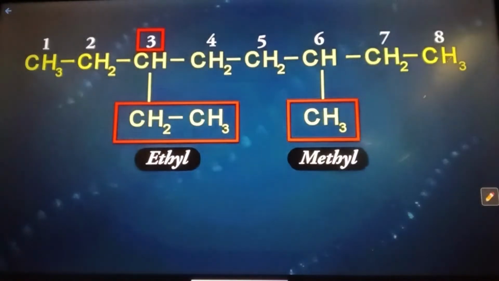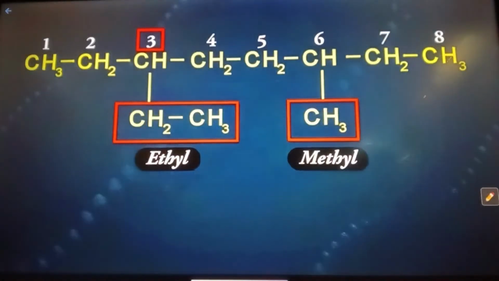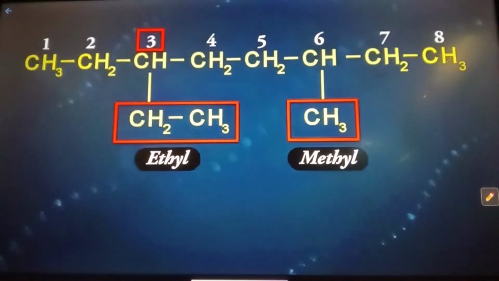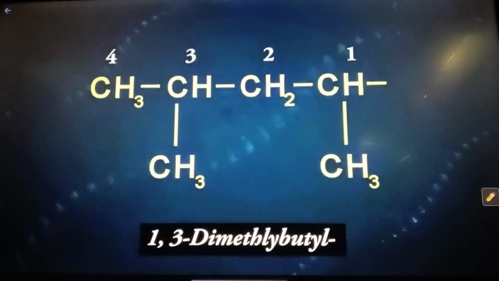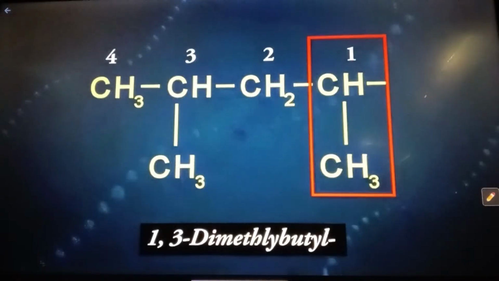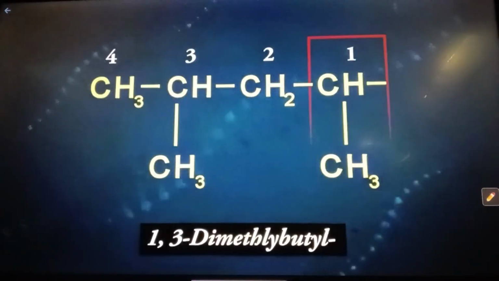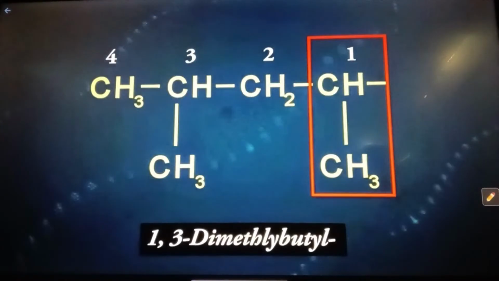The branched alkyl groups can be named by following the above mentioned procedures. However, the carbon atom of the branch that attaches to the root alkane is numbered 1, as shown here in 1,3-dimethyl butyl.